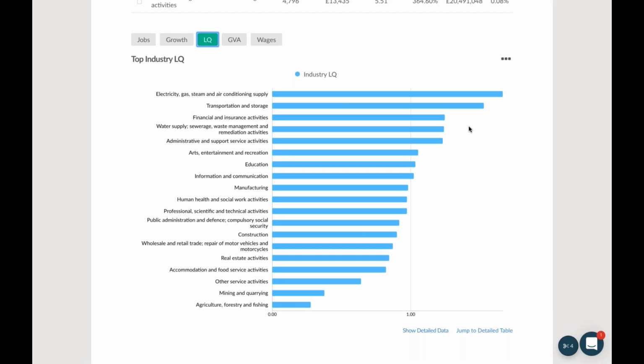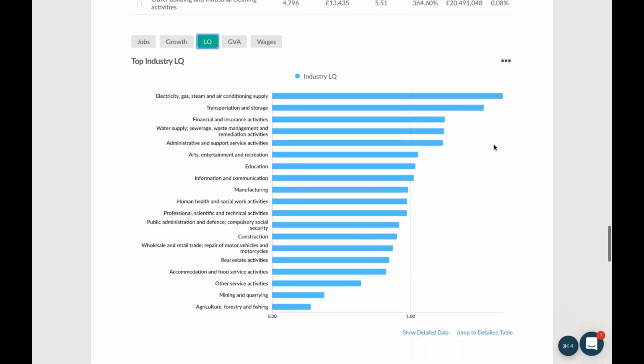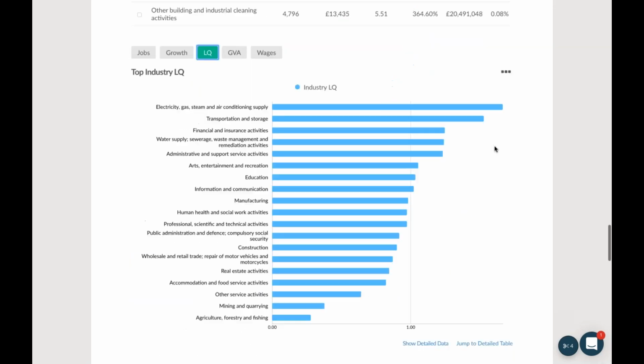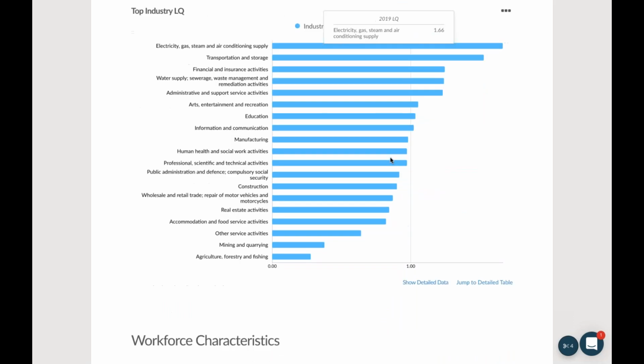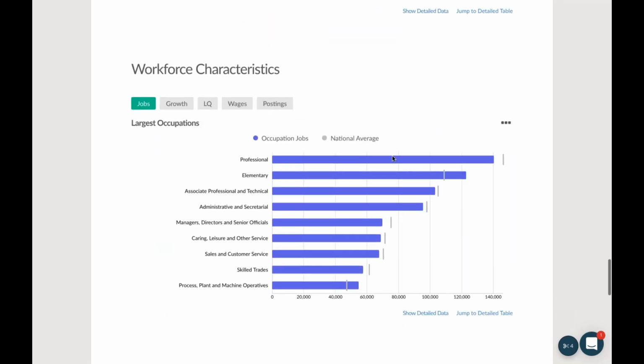But that's the idea again of looking at a local and a regional area to ensure you understand how we serve in those two different regions. Similarly, you could look at GVA and wages. We're not going to do all that in the session today. So that was looking at industries.